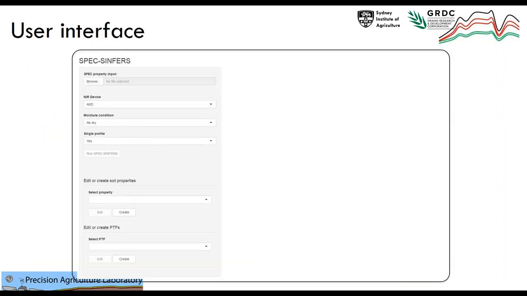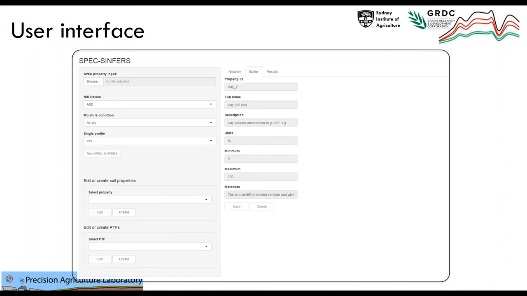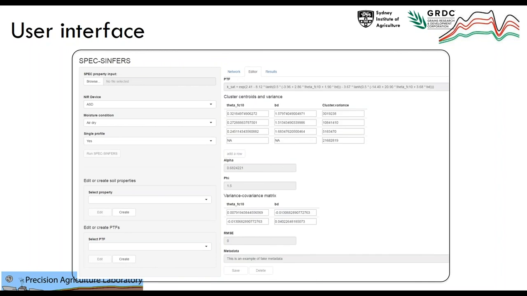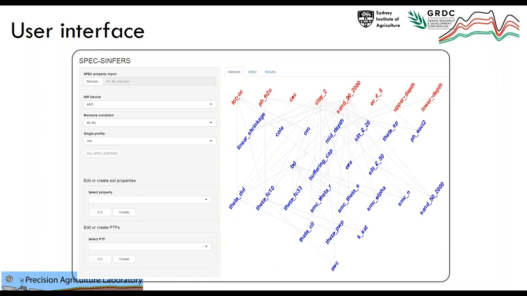So it was possible that this app was created by Dr. Eric Jones. He's from the Precision Agriculture Laboratory. This app, it's publicly available, I think. And he basically, with a set of petrotransfer functions and spectral models, was able to create, for example, a model of predicting available water content at the very end by predicting in a cascade mode the different properties with just the spectrum. Okay, so this is one example.